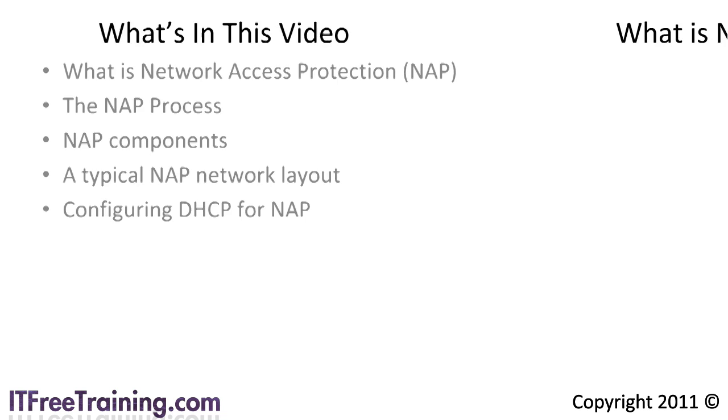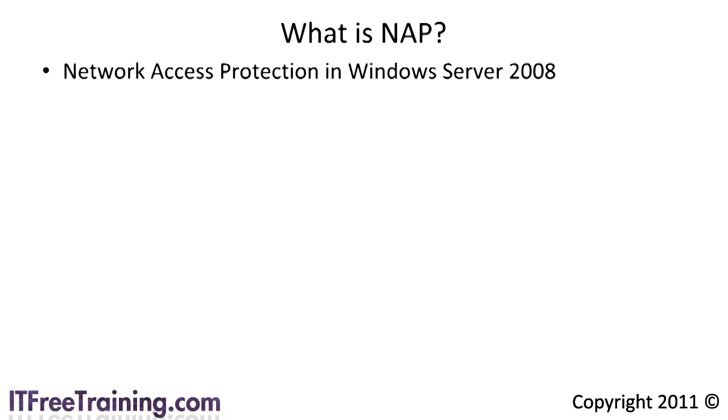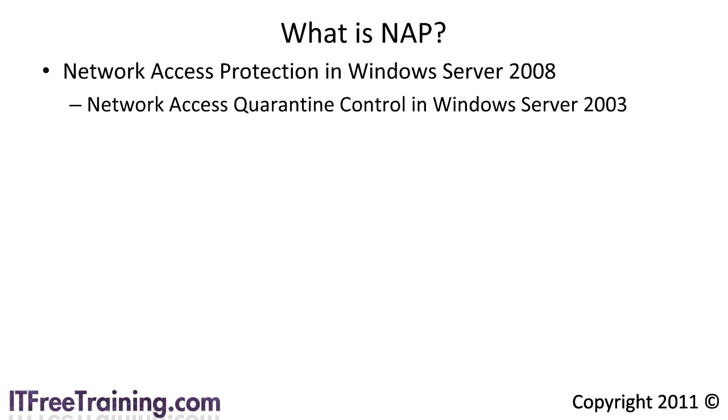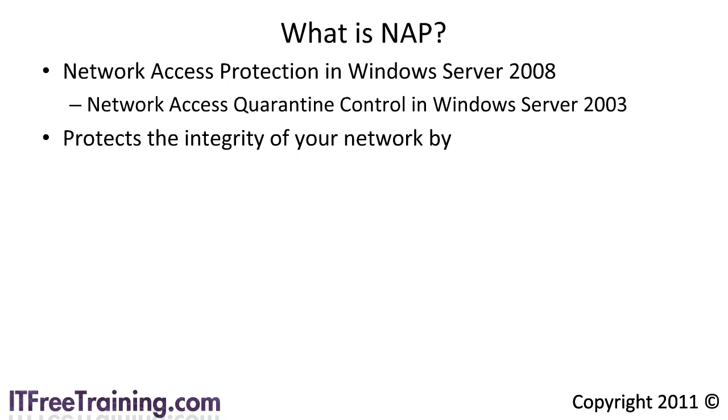NAP, or Network Access Protection, is a new role in Windows Server 2008. Formerly, in Windows Server 2003, it was called Network Access Quarantine Control. NAP, in a nutshell, protects the integrity of your network. It does this by performing health checks on your computers.